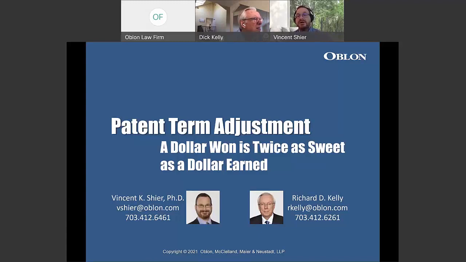Today we're going to talk about patent term adjustment, but in particular we're focused on the doctrine of obviousness double patenting and its interplay with patent term adjustment.